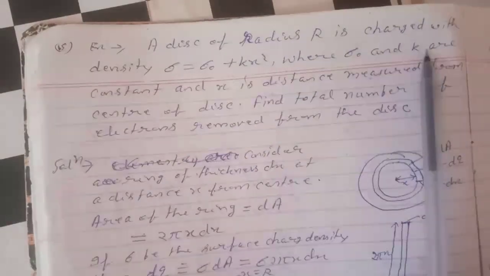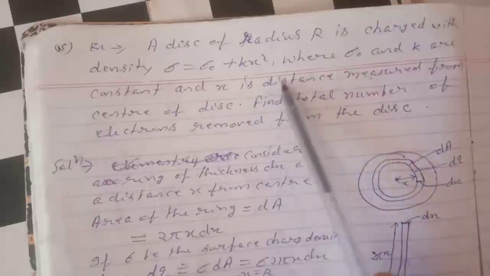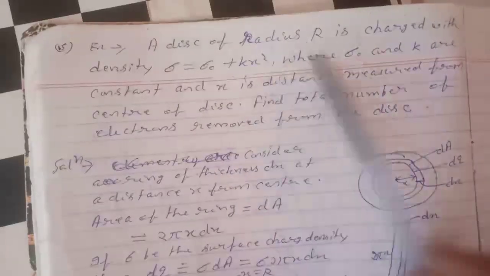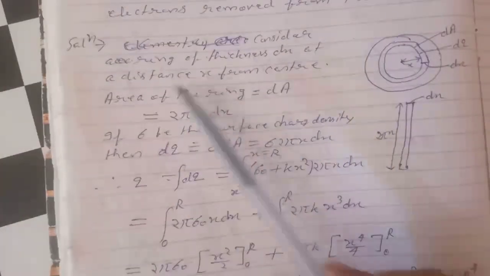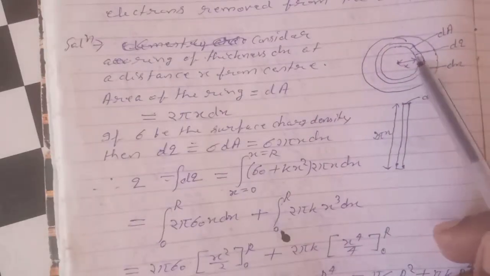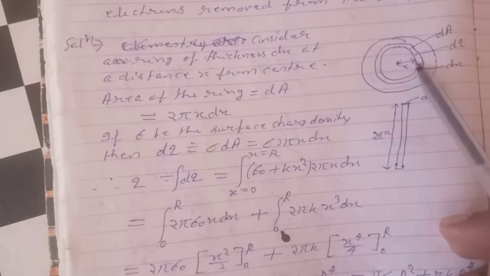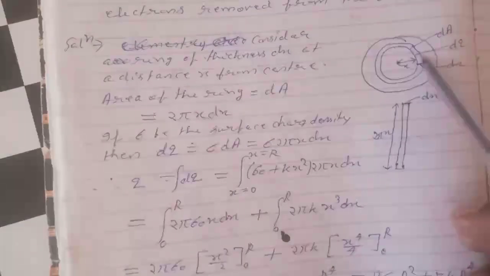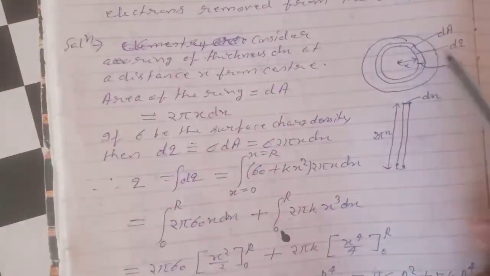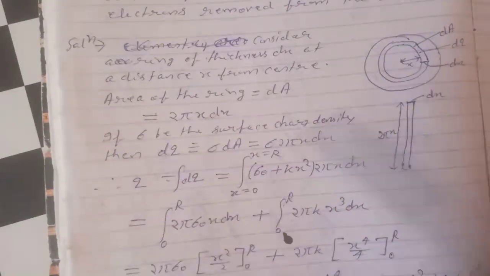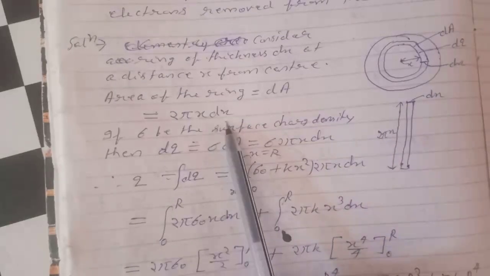A disk of radius r is charged, so we have to calculate the total number of electrons removed from the disk to charge it. First we will consider a ring of thickness dx at a distance x from the center. This is the center of the disk, and we are considering a ring of thickness dx at distance x. We consider it has an area dA and charge on it is dq. So the area of the ring dA will be 2 pi x into dx.